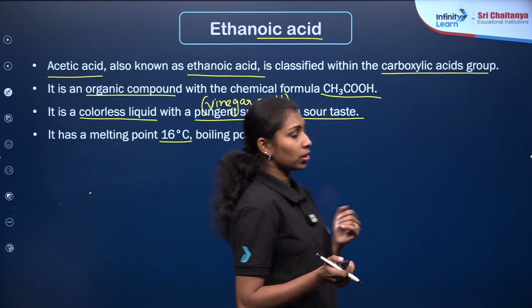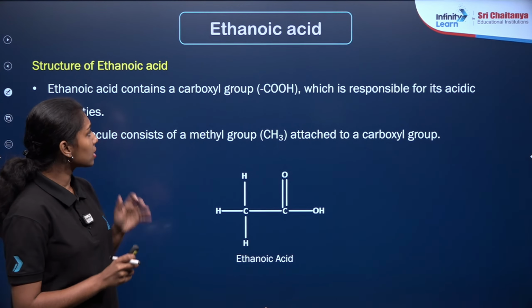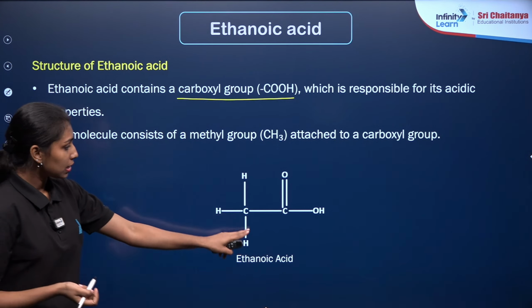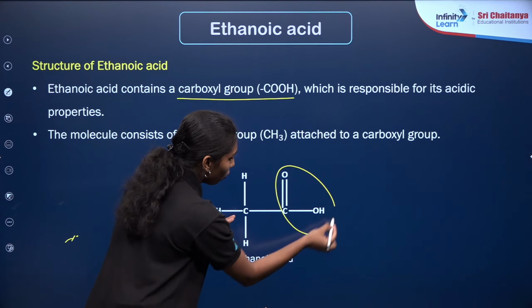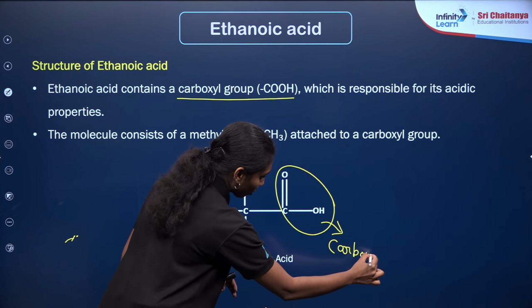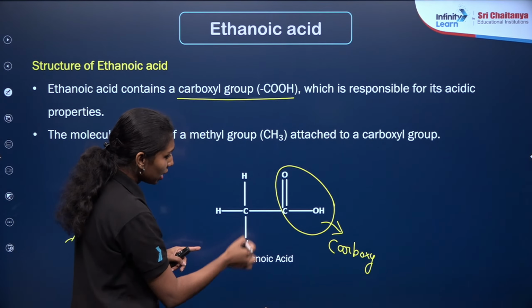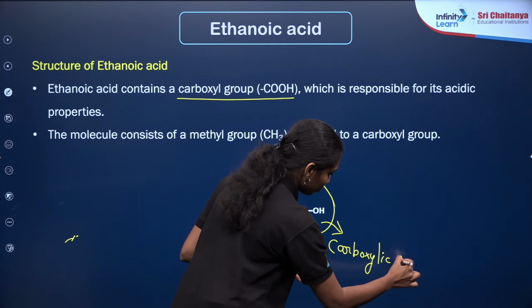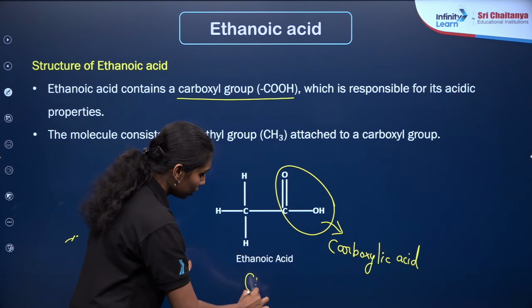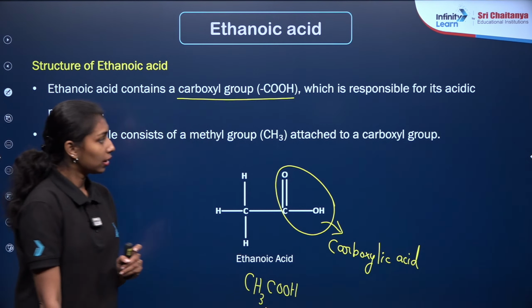Now let us see the structure of ethanoic acid. As we already know, it must contain a carboxyl group. This is the COOH group, this is C double bond OOH. This part is known as the carboxylic acid group, right? So in the case of ethanoic acid, this is the methyl group, CH₃COOH. So this will be the structural formula, or the condensed structural formula, of ethanoic acid. Clear?